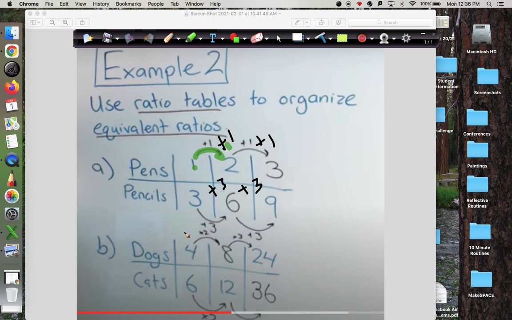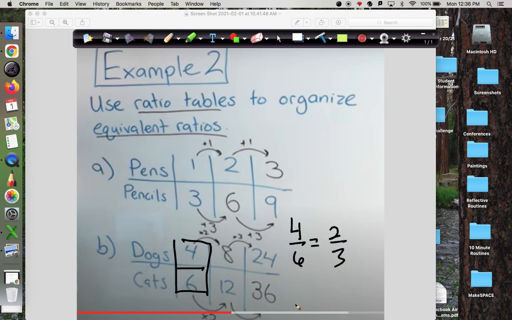The other way to think about it is finding a multiplier and seeing these as equivalent ratios. I like this way better because that's really the fraction 4/6, which is equal to 2/3. All the other fractions are equivalent to 2/3. So 2 times 4 is equal to 8, and to get this number, I do 3 times 4, and I get 12.